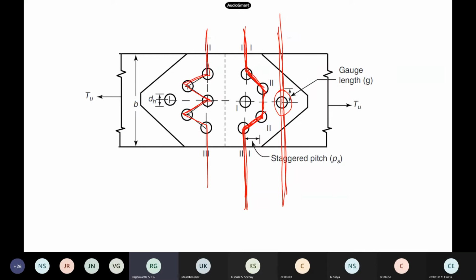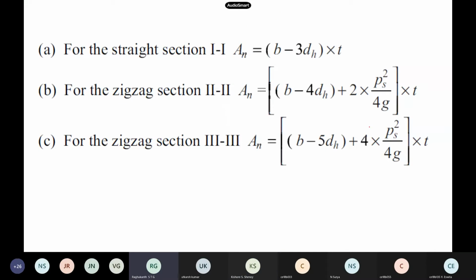You have to subtract 5 holes and add terms 1, 2, 3, 4 times. So this is how it turns out: 4 times here, 2 times there. So you have to calculate this. I think in last week's tutorial you would have done these problems also.